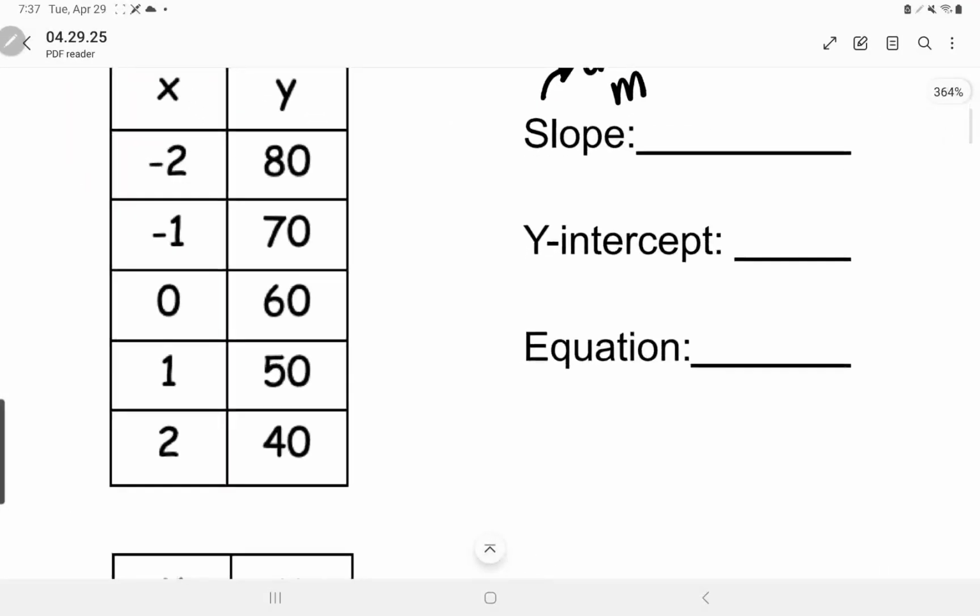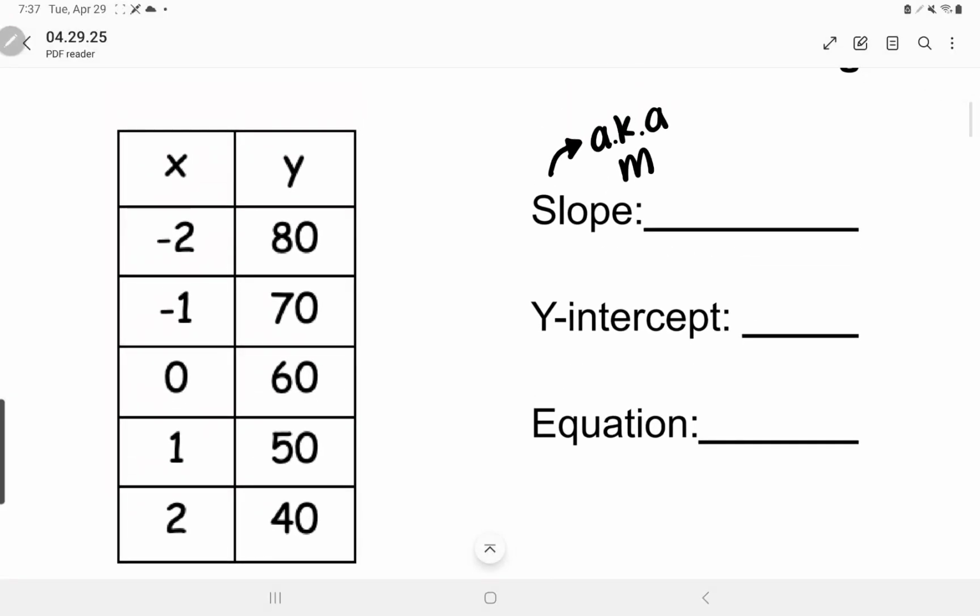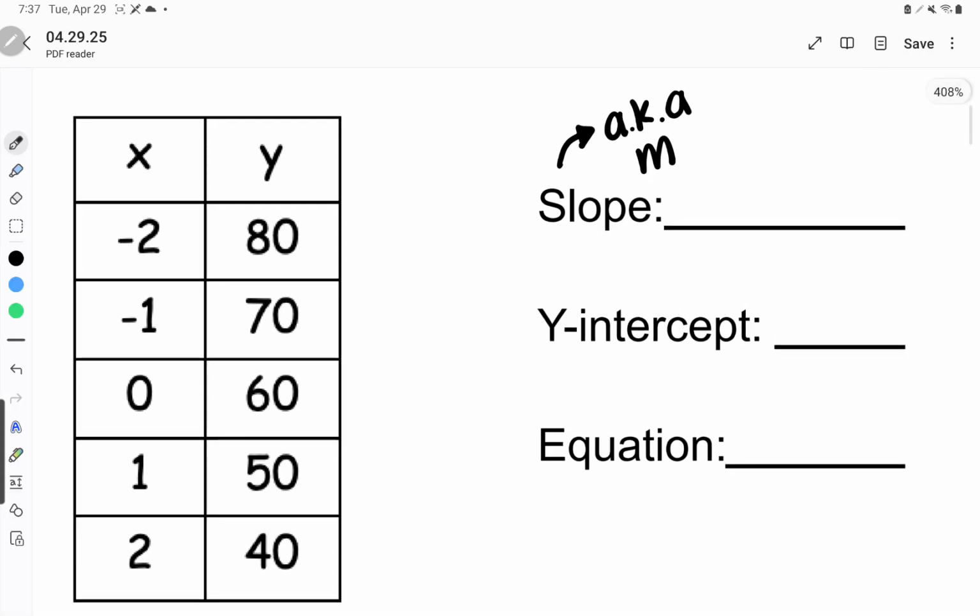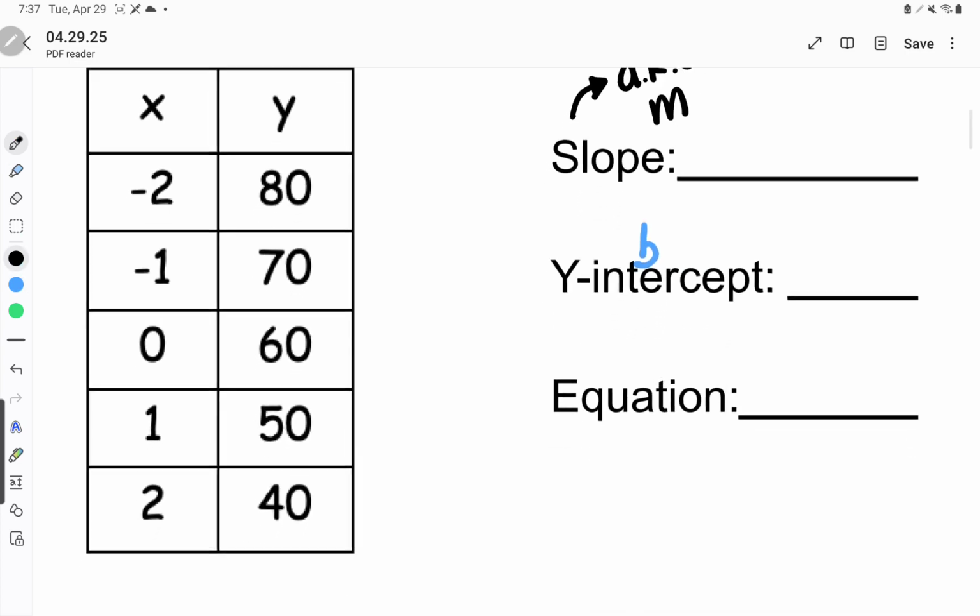Okay, for question number 1, we are doing y equals mx plus b again. So that means that we have to find our m and our b. Now, slope is a new word, but slope just means constant rate of change, and its letter is m. And then y-intercept is, of course, our b. So now we just have to go through and find those.